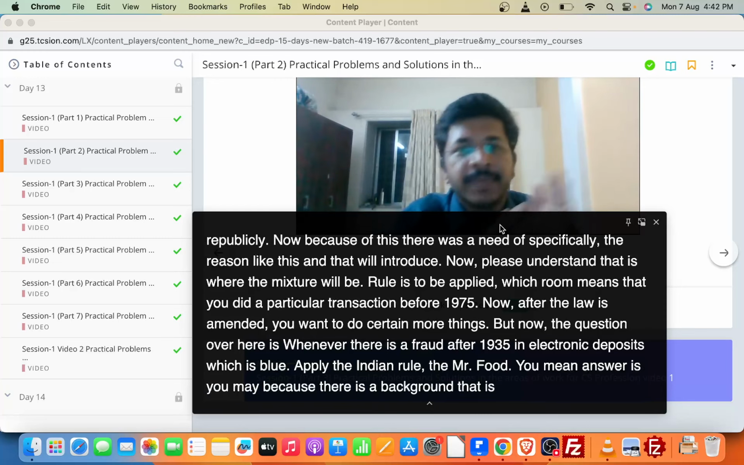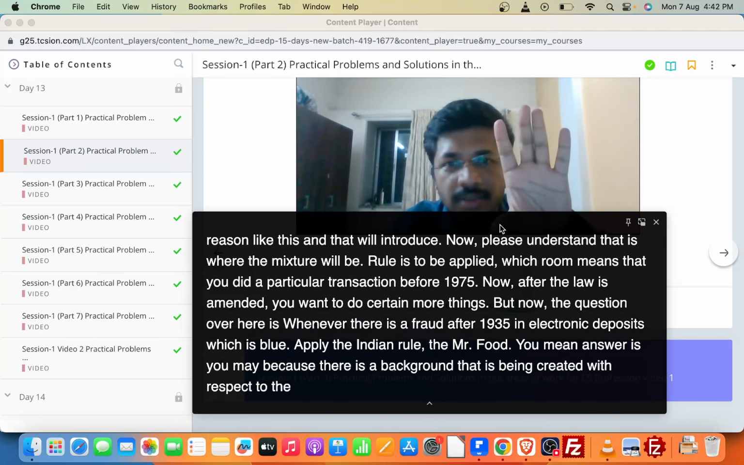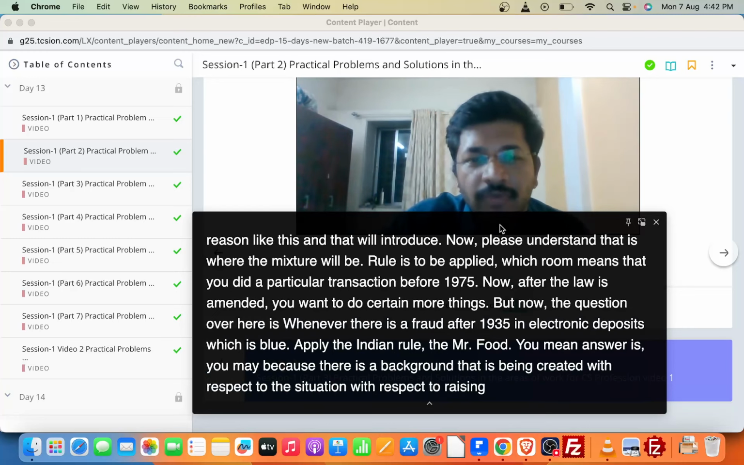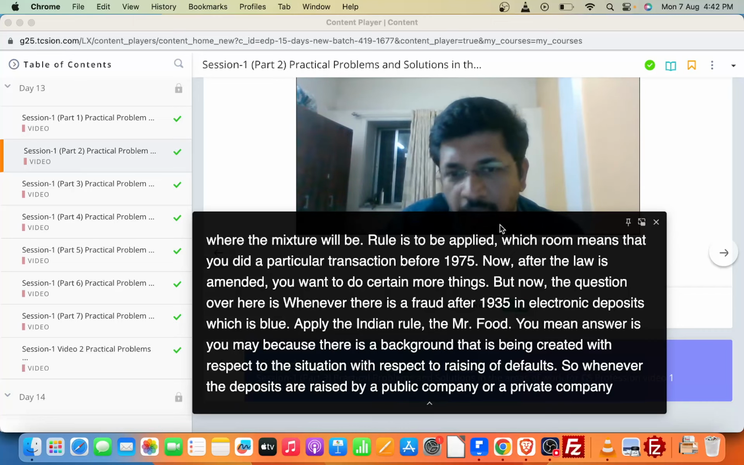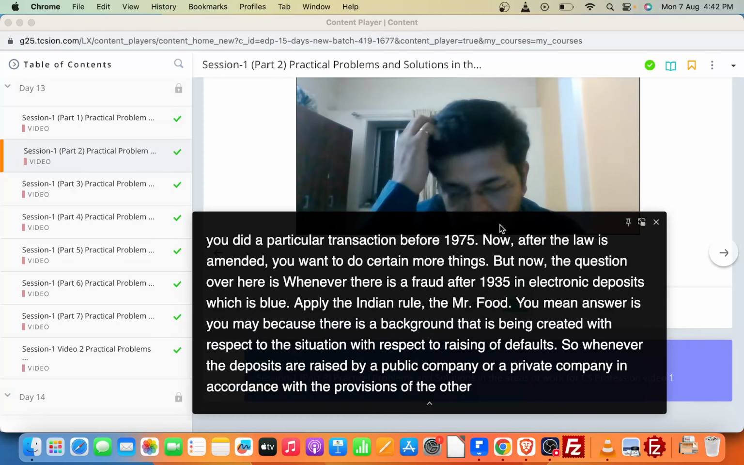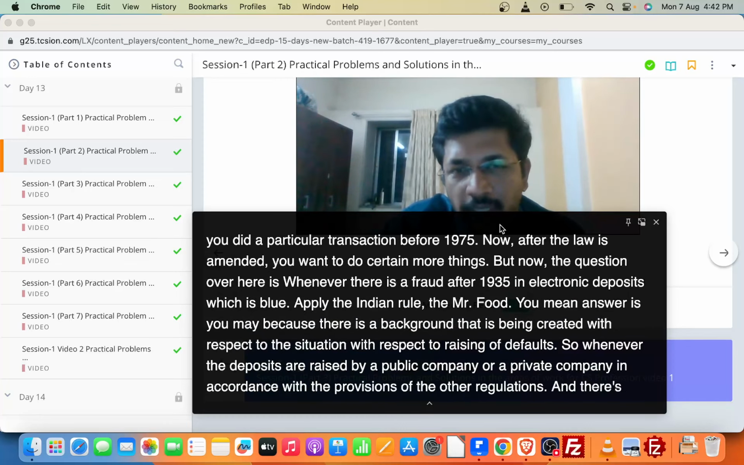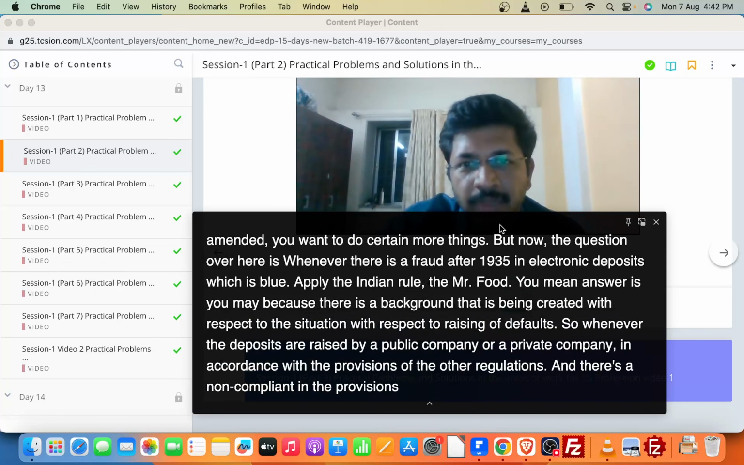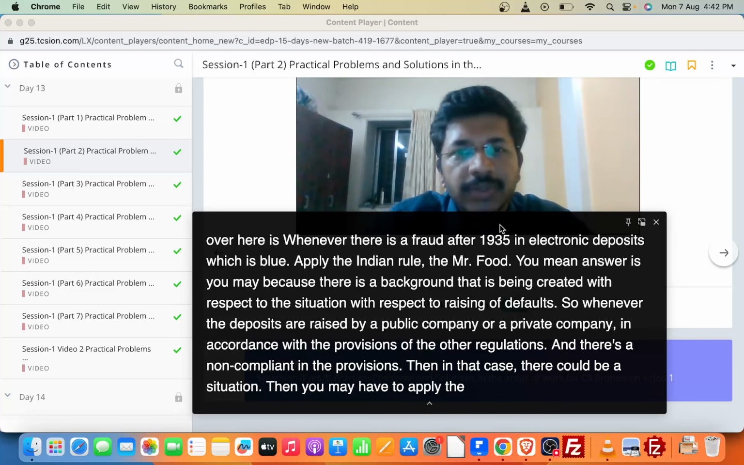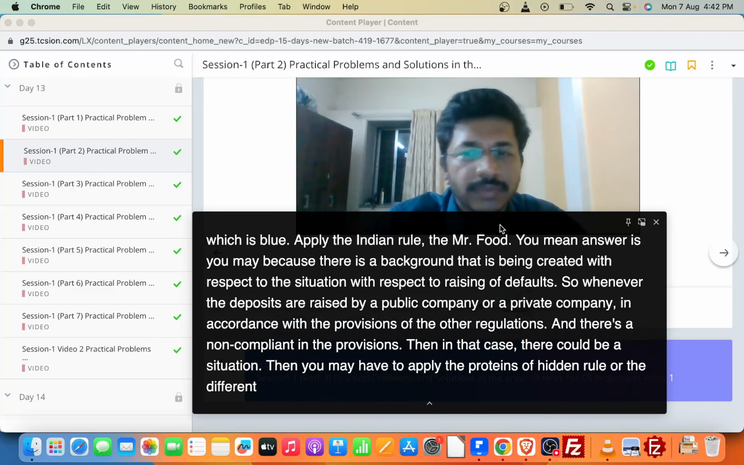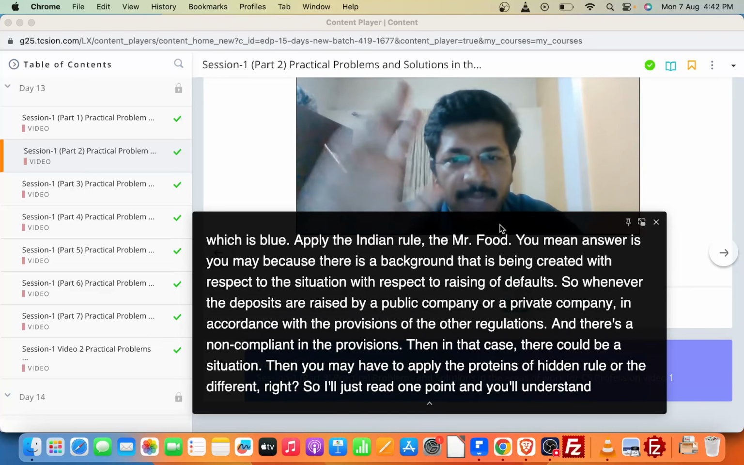because there is a background that has been created with respect to the situation with respect to raising of deposits. So whenever the deposits are raised by a public company or a private company in accordance with the provisions of the other regulation, that time if there is a non-compliance in the provisions, then in that case there could be a situation where you may have to apply the provisions of Heydon's rule or the mischief rule, right? So I'll just read one point and you'll understand. I'm very sure about that.